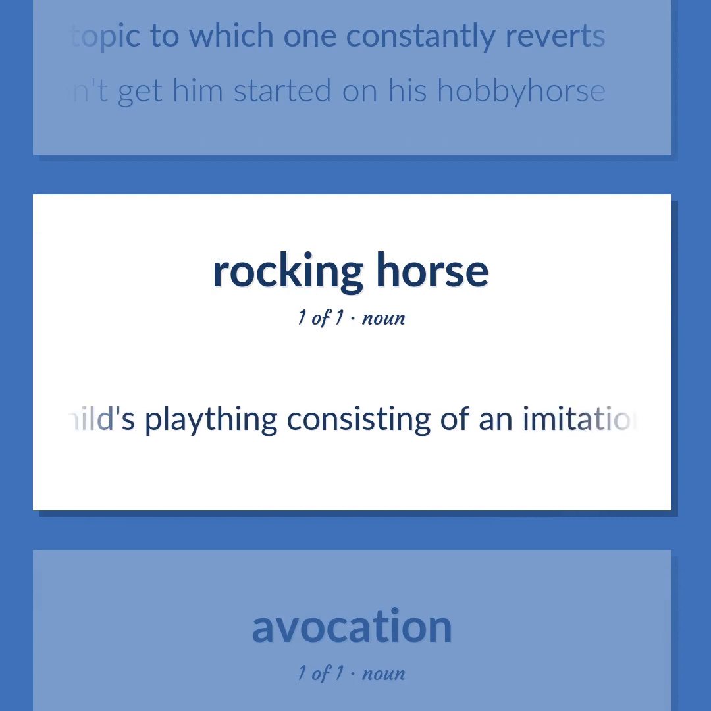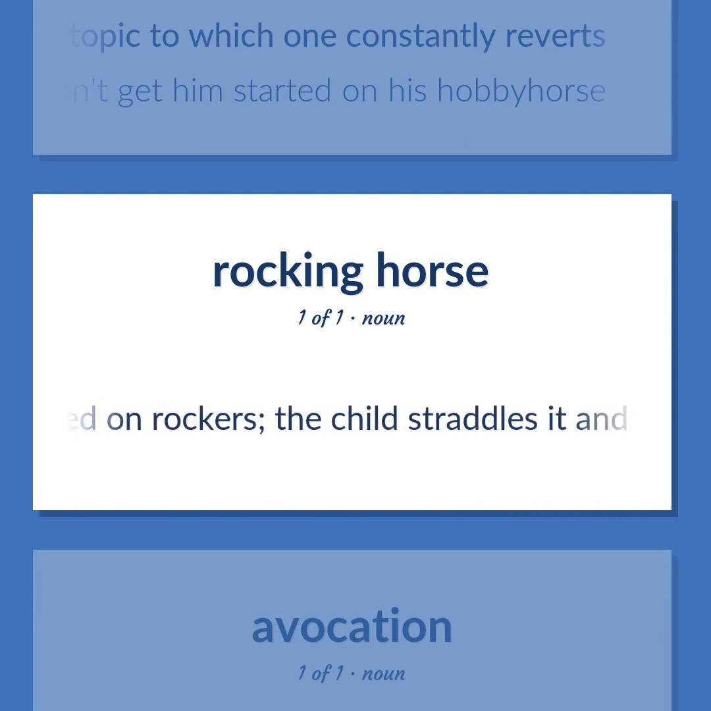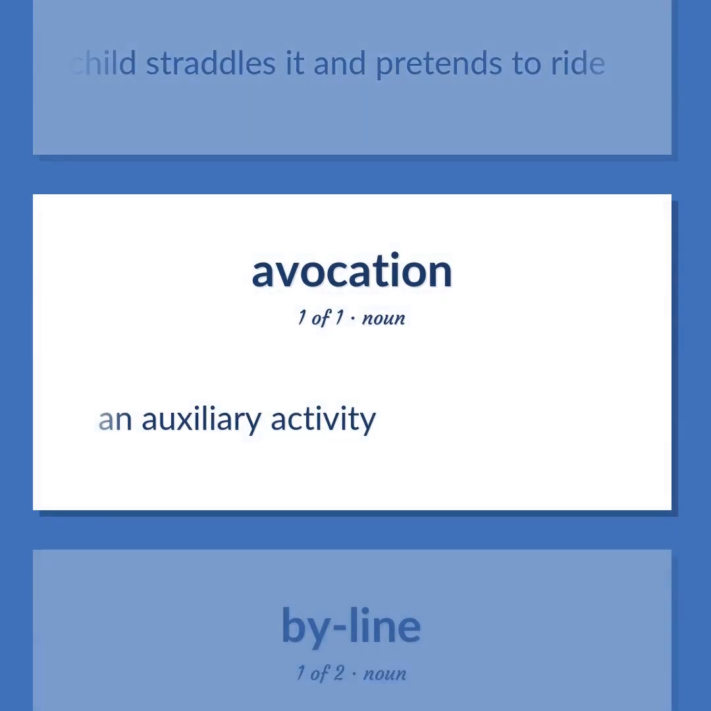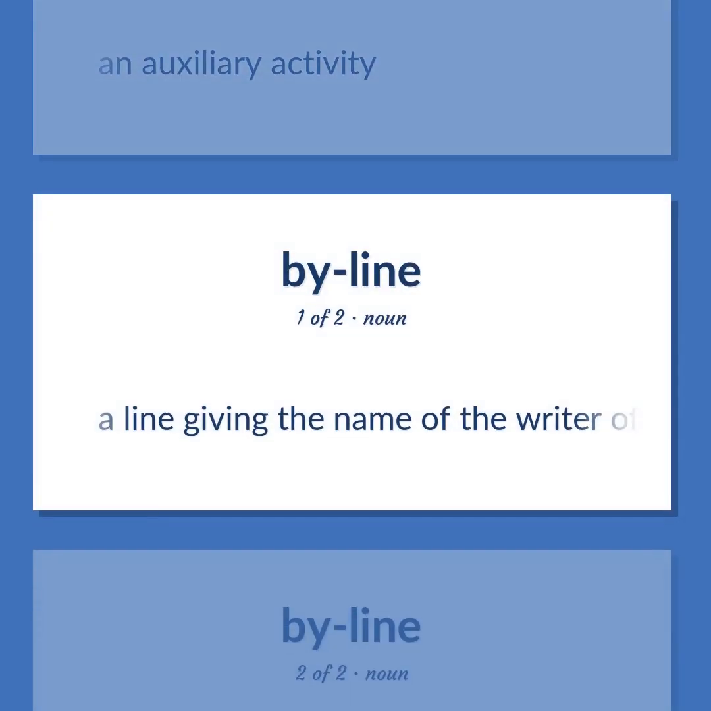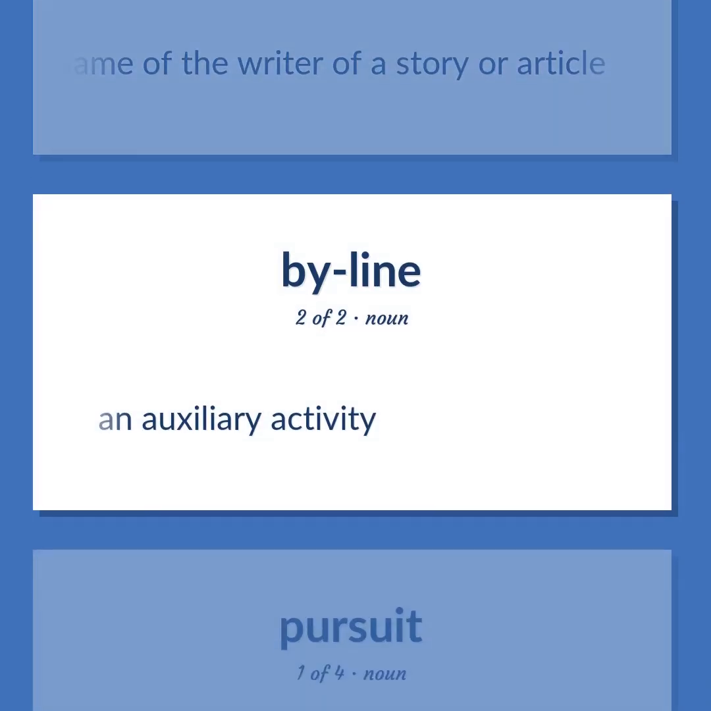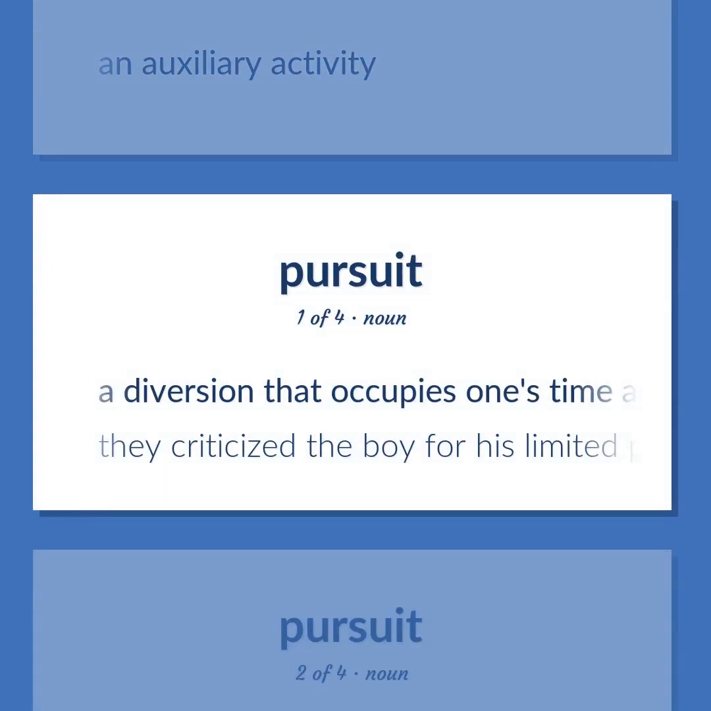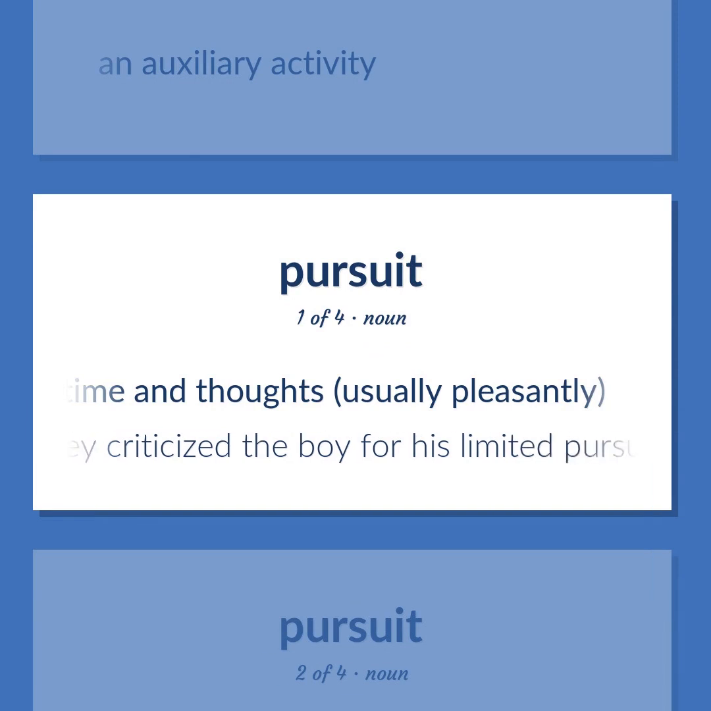A child's plaything consisting of an imitation horse mounted on rockers. The child straddles it and pretends to ride. An auxiliary activity. A line giving the name of the writer of a story or article. An auxiliary activity. A diversion that occupies one's time and thoughts, usually pleasantly. They criticize the boy for his limited pursuits.